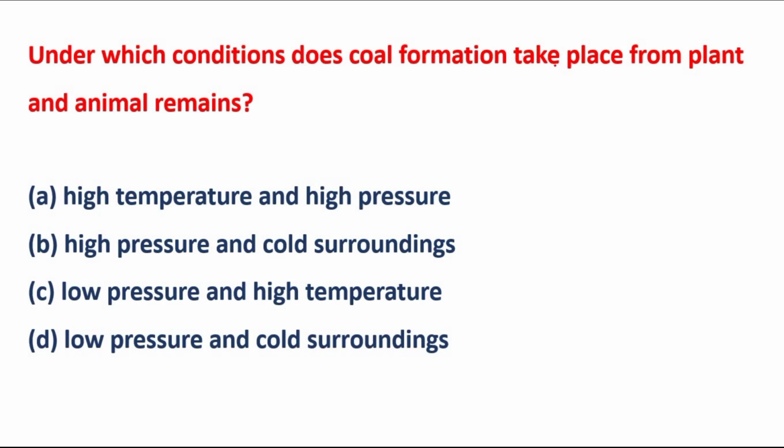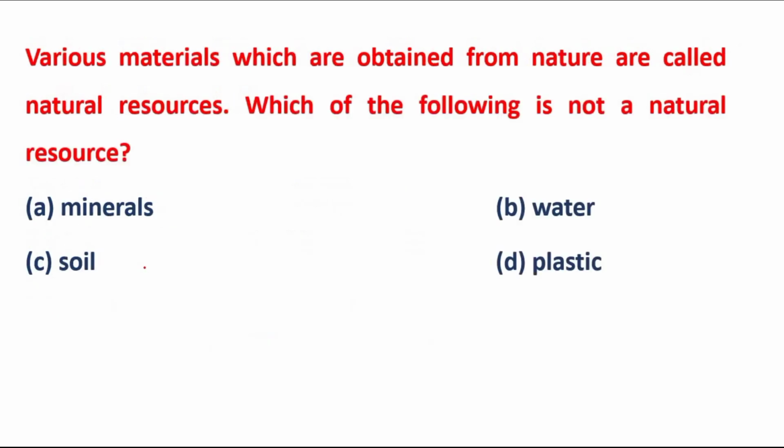Under which conditions does coal formation take place from the plant and animal remains? In order for the formation of coal from the plant and animal remains, it should have high pressure and high temperature. Option A is the correct answer. High temperature and high pressure is required.